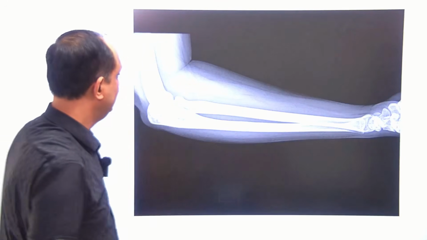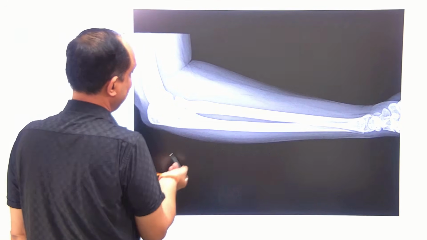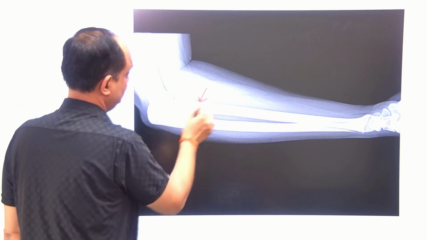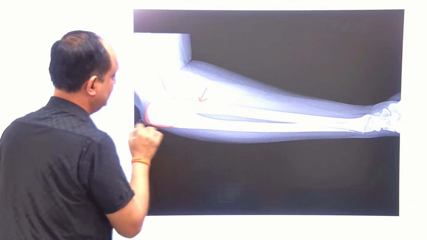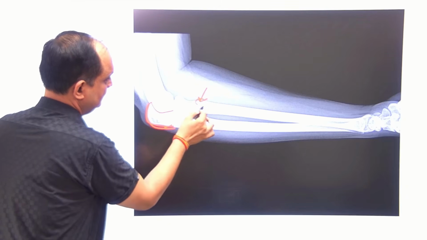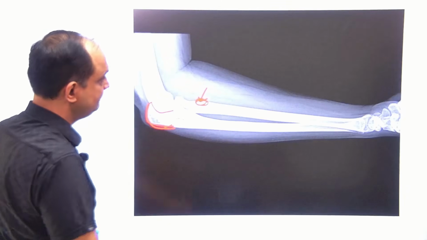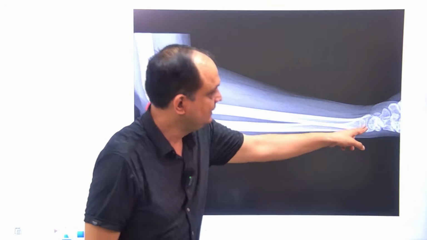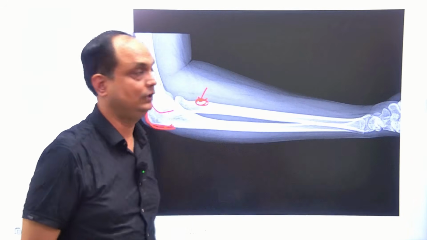Apart from that, the radio and ulnar joints which are visible, these are your pivot variety of joint. Clear? Now, you may have the question of the same type, that what is this bony projection, what is this bony part. So, this is olecranon process. Now, this is your radial tuberosity. Clear?